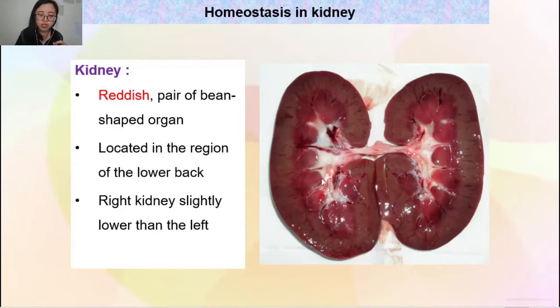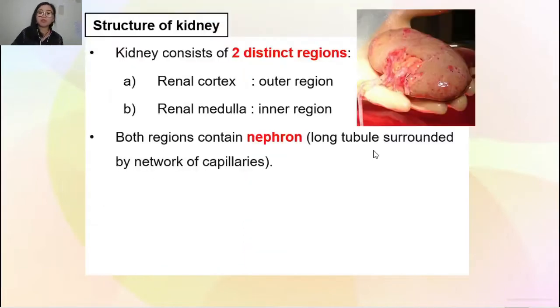Yang putih itu bukan kira medulla lah. Yang medulla adalah bagian yang merah macam berbiji-biji ni. Cortex is the brownish part. Both regions will contain nephrons. Nephrons are long tubules surrounded by networks of capillaries.